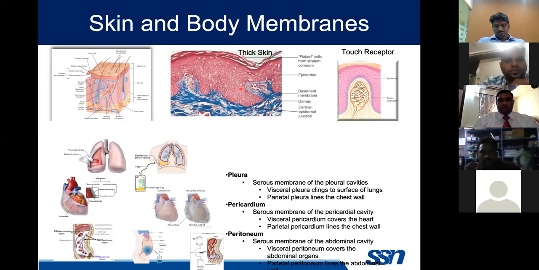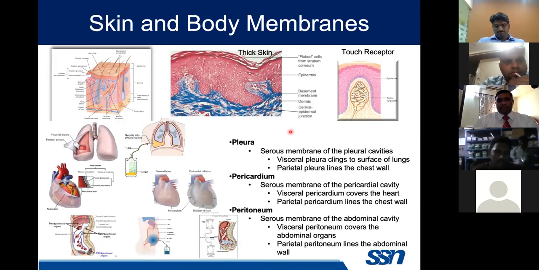And these are the body membranes. So majorly three main body membranes: the pleura, the pericardium, and the peritoneum. So pleura is the covering of the lungs. Now these three membranes have two layers. One layer is sticking to the organ which they are covering. So that layer is called the visceral layer.